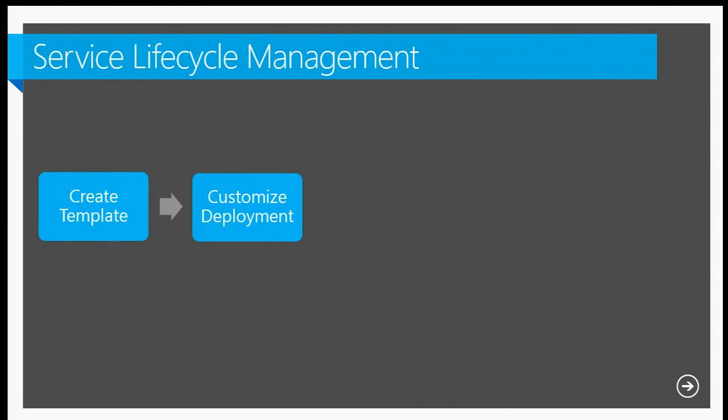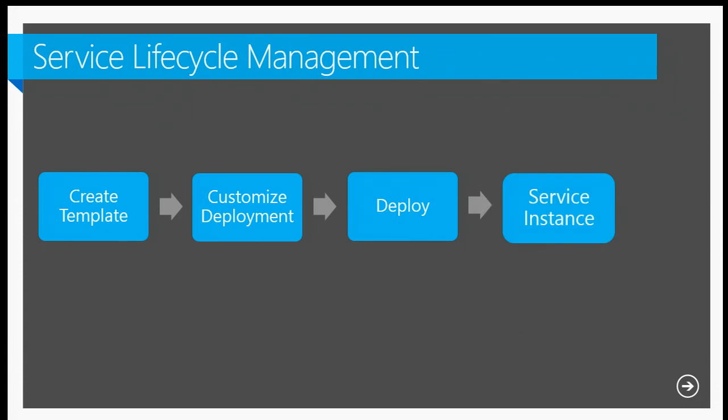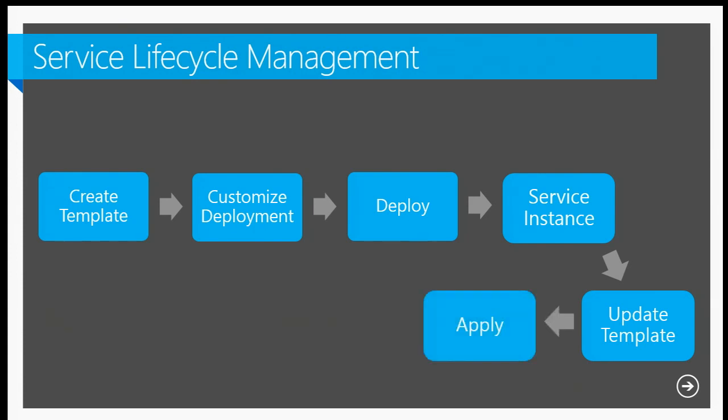So that phase I'll refer to as customized deployment. And then once you finish customizing deployment, you sign off on it. It goes ahead and deploys. And once the deployment is completed, you end up with a service instance. And in order to make any changes to the service instance, you have to update the template. You have to make a new version of the template and update it, and then apply that new version to the existing service instance, and then it will redeploy the service instance to have essentially a new version of the service instance.